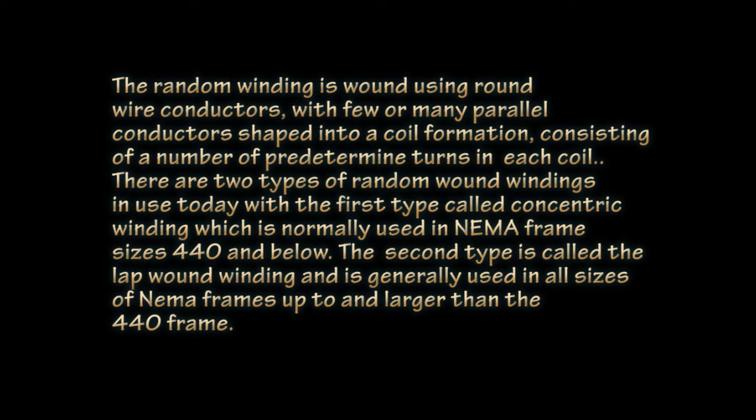The random winding is wound using round wire conductors, with few or many parallel conductors, shaped into a coil formation, consisting of a number of predetermined turns in each coil. There are two types of random wound windings in use today. The first type is called concentric winding, which is normally used in NEMA frame sizes 440 and below. The second type is called lap wound winding and is generally used in all sizes of NEMA frames up to and larger than 440 frame.